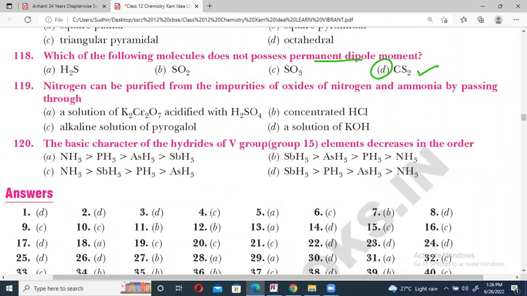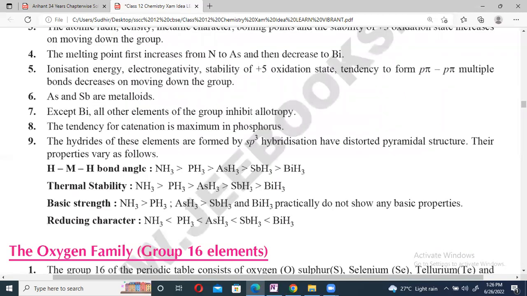Over. So these are the few questions which will be discussed from our 16 group elements.